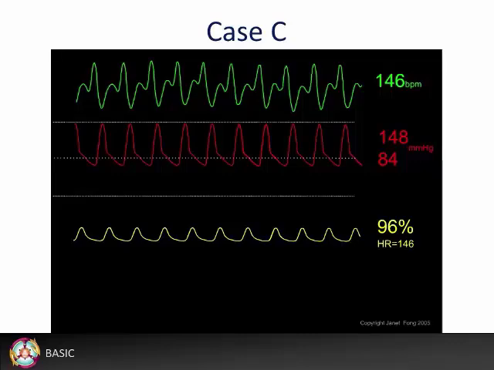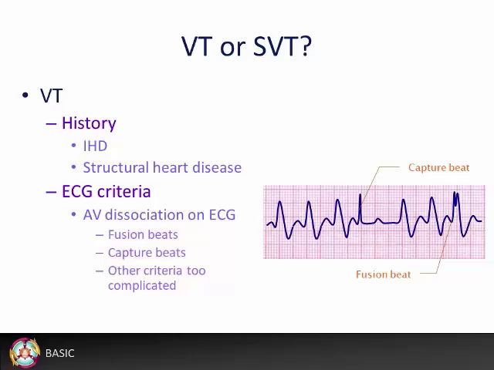Moving on to our third case. What sort of rhythm is this? It's a broad complex tachycardia in a stable patient. Not only is the BP normal, but the pulse oximeter is able to pick up each pulsation, suggesting that the peripheral circulation is not severely impaired. This could be due to VT or SVT with aberrant conduction.